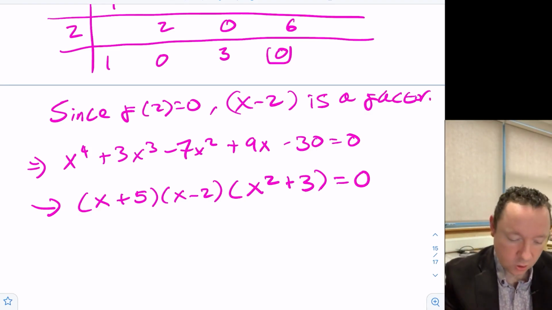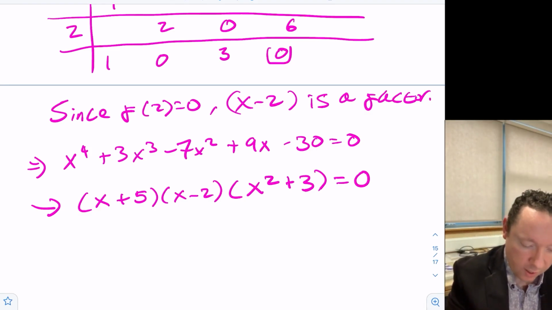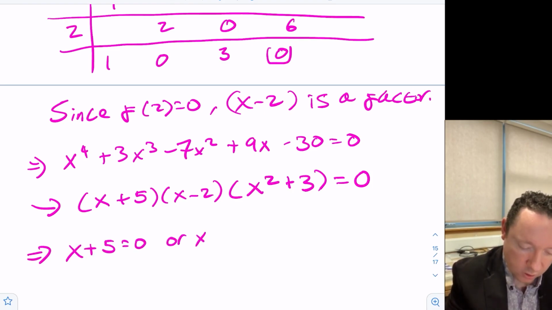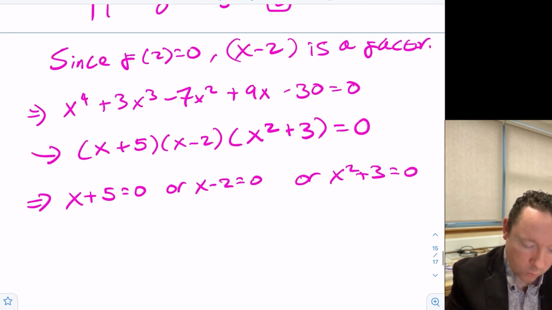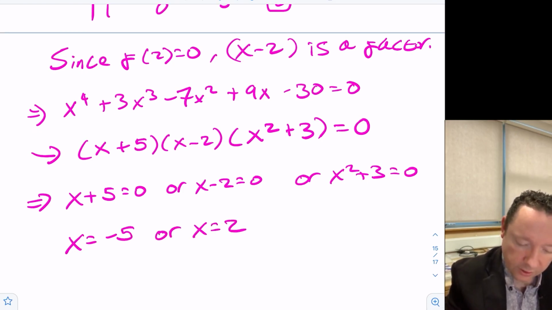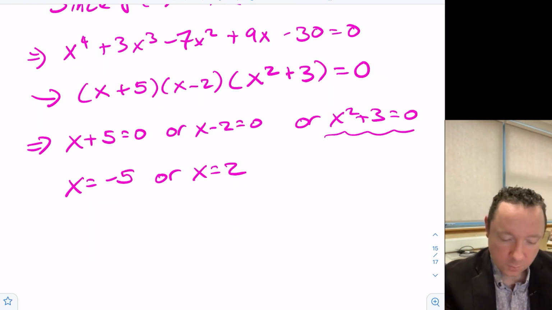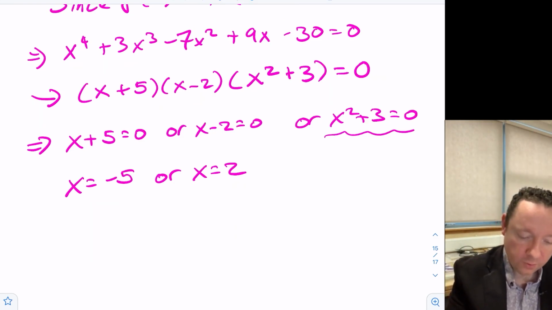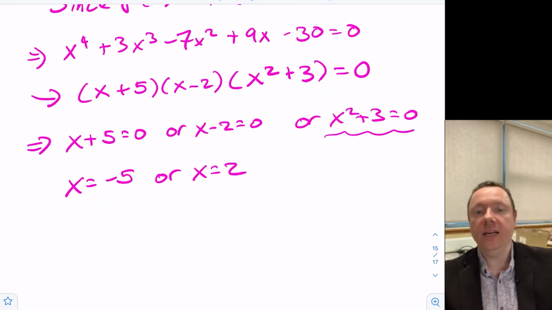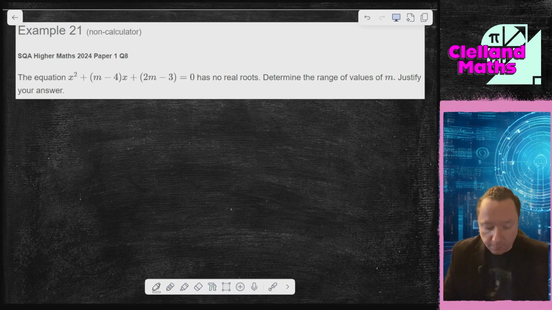Now we need to solve it, so each factor becomes equal to 0. That implies x plus 5 equals 0, or x minus 2 equals 0, or we could say x squared plus 3 equals 0. The first one gives us x equals minus 5, the second x equals 2, and this one, no solutions, because if you take it over to the other side, you get x squared equals minus 3, and you can't square a negative number.